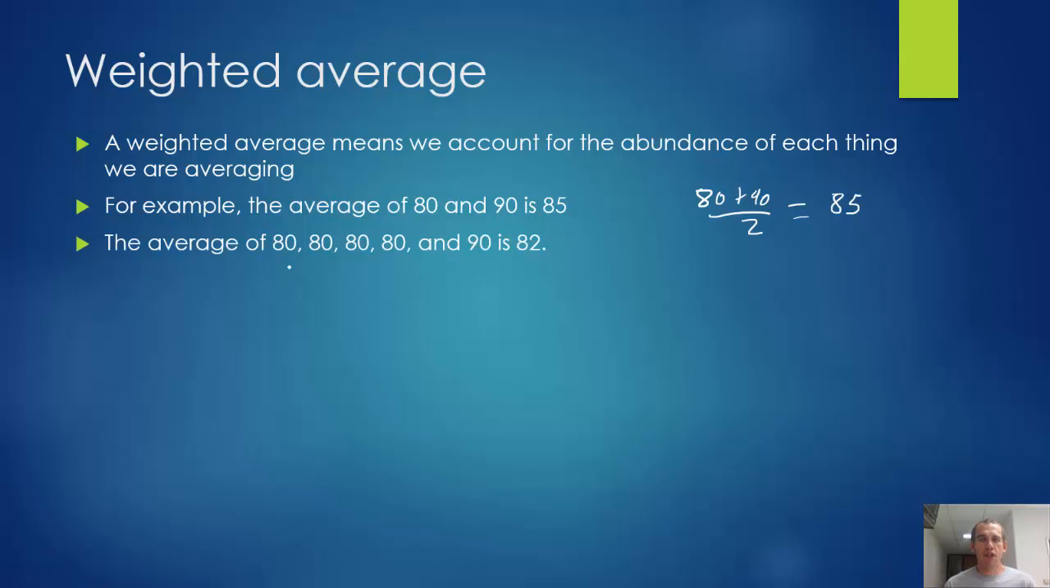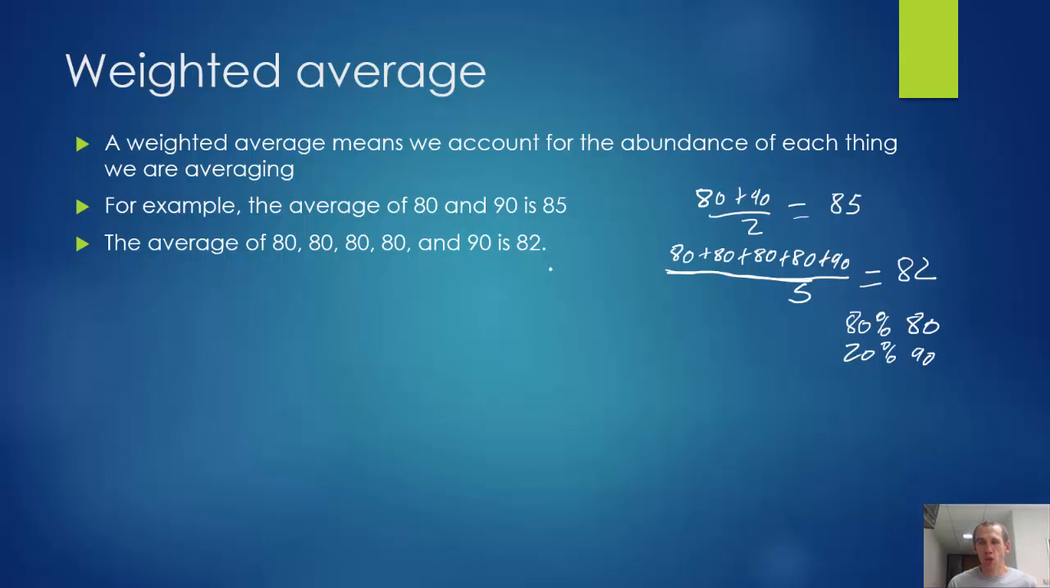But if we had the average of 80, 80, 80, 80, and 90, that would be 80 plus 80 plus 80 plus 80 plus 90 all over 5. That is not 85, that's 82. You'll notice it's dragged down closer to the 80 because there's more of them. In fact, there's 5 measurements here and 4 of them are 80. That is to say 80% of our measures are 80, 20% of our measures are 90.